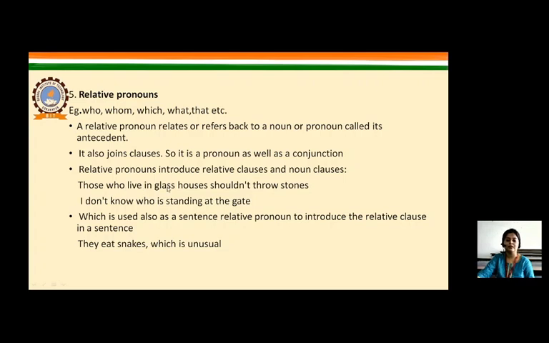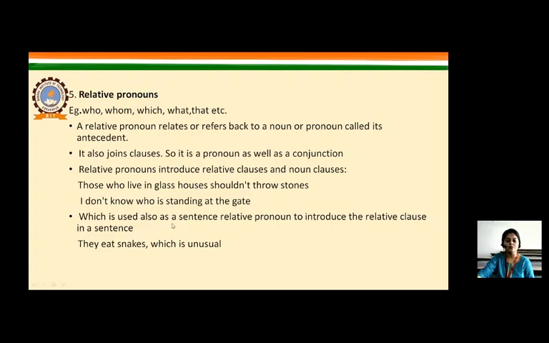Similarly, you have, those who live in glass houses should not throw stones. So those who live in glass houses is a complete sentence. You should not throw stones is another. But when you are using the relative pronoun who, then you are combining the noun clauses here. Like who live in glass houses, this is a noun clause, and should not throw stones, the other sentence, and you are combining both of them by using the relative pronoun, that is who. Similarly, we have I don't know who is standing at the gate. Again, you are using this who as a conjunction.